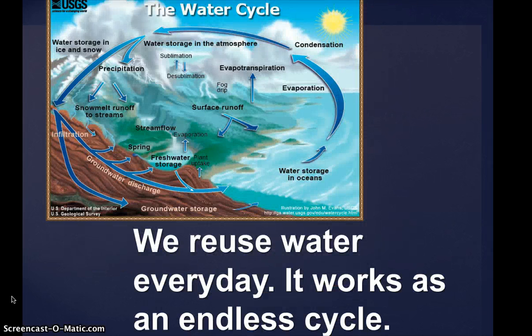Here's a general picture of how water flows through our earth every day. It works as an endless cycle. So as you can see, it starts with precipitation, and it goes through the cycle and continues over and over.